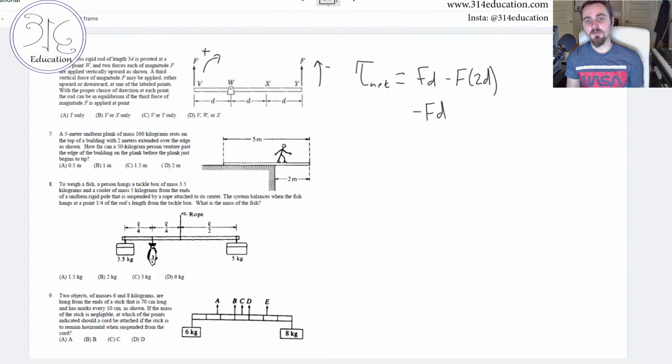So what we can do is add a positive FD. That's going to be a force to induce a torque in the clockwise direction at a distance d away. Now this could be at V if we applied it upwards, or it could be at X if we applied it downwards. Does it have any conditions on where we can apply it? Applied either upwards or downwards, so it can be either. So option B is going to be our best choice there. V or X.